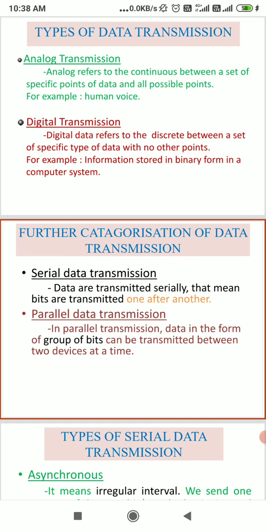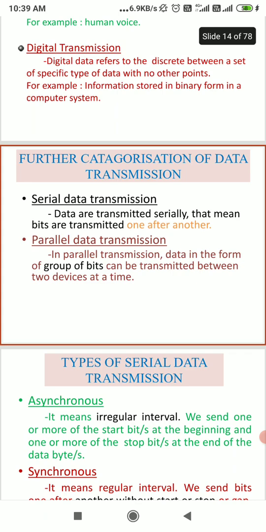It will have some discrete points. When we talk about the further categorization of data transmission, we can say it can be divided as serial and parallel data transmission. Serial is where we are transferring data serially. That means when we are supposed to transmit any data, we transmit one after another serially. And what about parallel? Data will be transmitted in the form of a group of bits because we are sending parallelly.